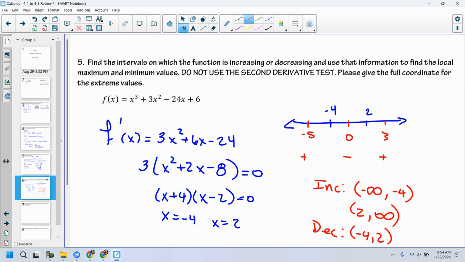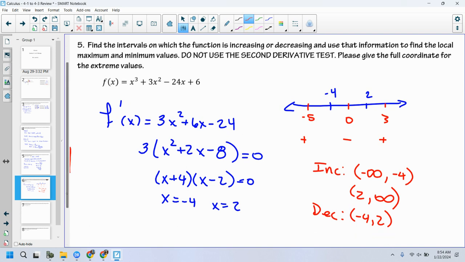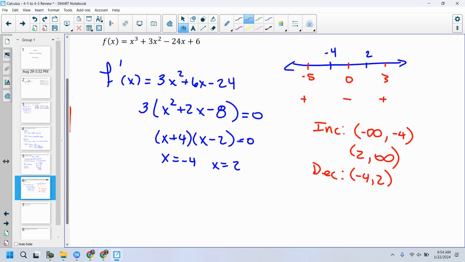Then I am going to find the extreme values, the local maximums and minimums. Now, if this is increasing and then decreasing at -4, it tops out at -4, right? So that means that there is a local max at -4 comma something, and I'll figure out what that something is in a second. And then it goes decrease to increase. So that means local min at 2 comma something.